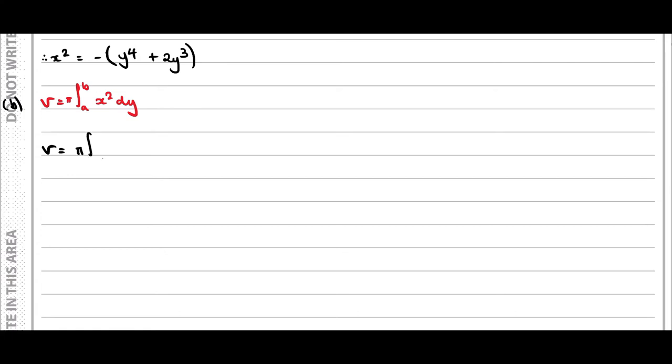pi lots of the integral from minus 2 to 0 of minus 1 lots of y to the 4 plus 2y cubed dy. And if I take out a minus 1, we have minus pi lots of the integral from minus 2 to 0 of y to the 4 plus 2y cubed dy. Okay?